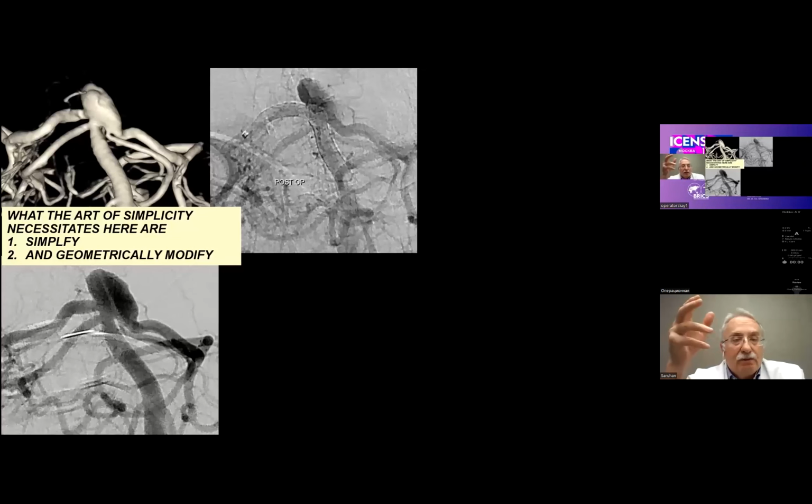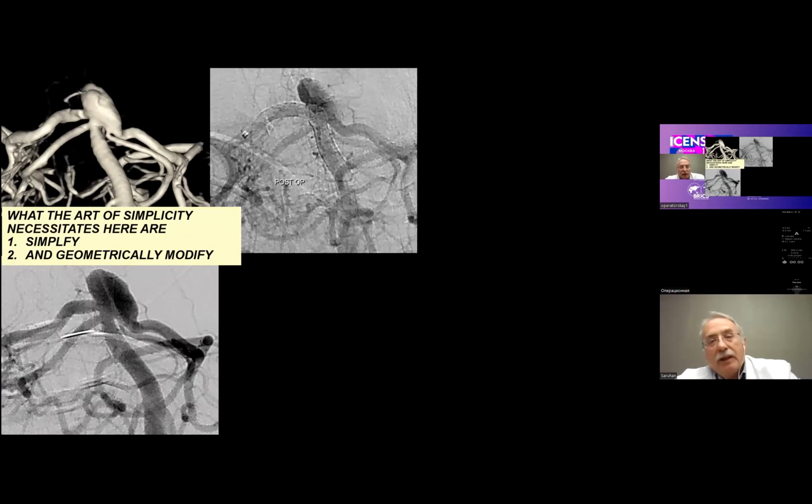What is the art of simplicity? What does the art of simplicity necessitate here? First of all, you have to simplify the treatment, and you have to geometrically modify the artery. In such a basilar bifurcation aneurysm, of course, we like to do complex things, and you can make a loop. I used to love that. I used to do a lot, and you can do anything else here by stenting and other things. How about the simplification?